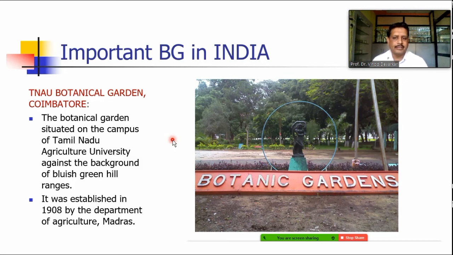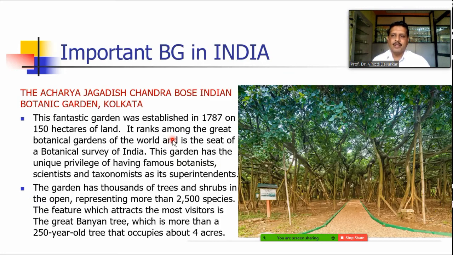So this fantastic garden was established in 1787 and spreads over 150 hectares of land, where about 2,500 species have been planted and attract most of the visitors. One great banyan tree can be observed here, which is around 250 years old and occupies around 4 acres. A single banyan tree occupies 4 acres of land.